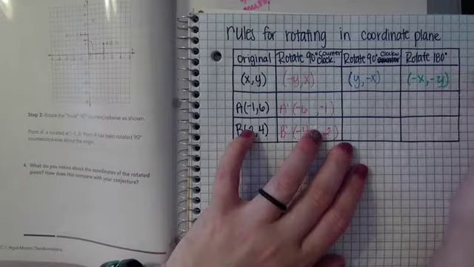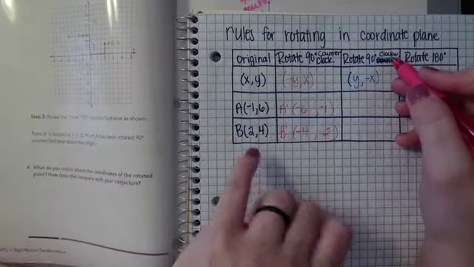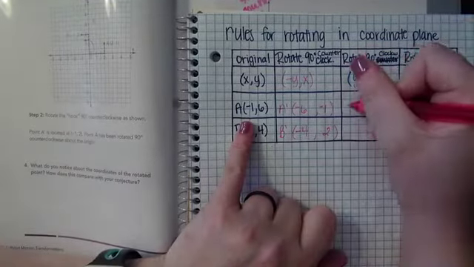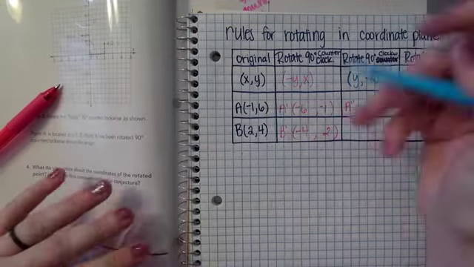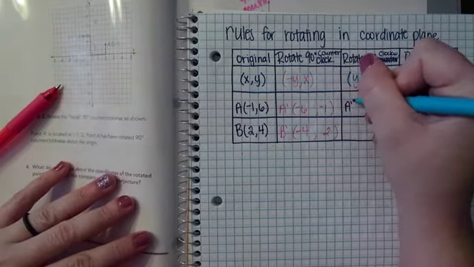Okay, let's do rotate 90 degrees clockwise. So again, go back to the original. So this would be A double prime. Oops, I wanted to do it a different color. A double prime.